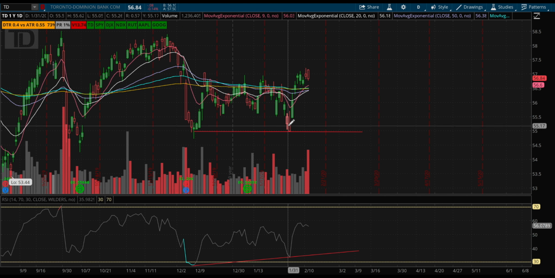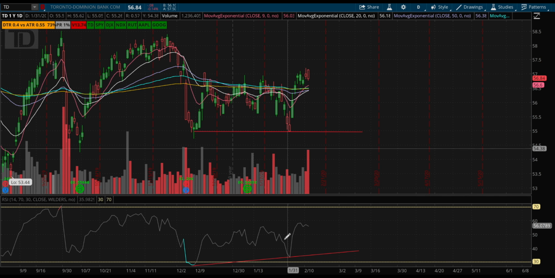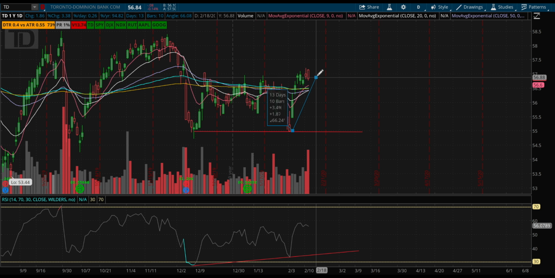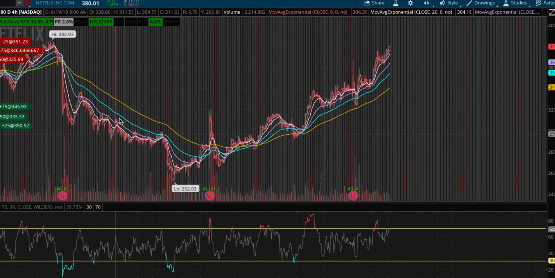And you can see as soon as we did hit that higher low in the RSI, which signaled the divergence, this stock did pop up. However, there's still a slight divergence in play and I would still be slightly long on TD. Although I am short, definitely Canadian banking stocks overall. Next, we're looking at Netflix here.